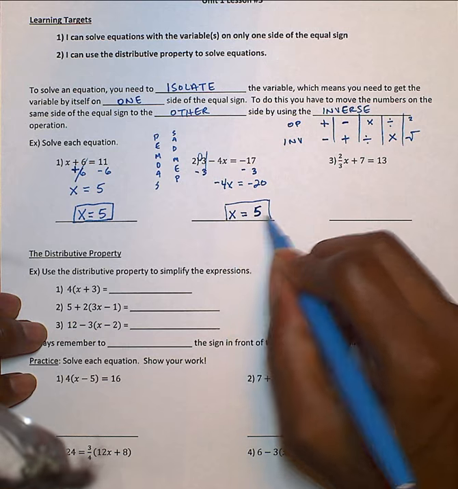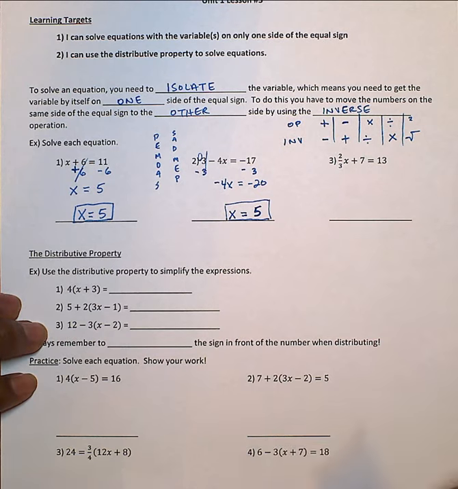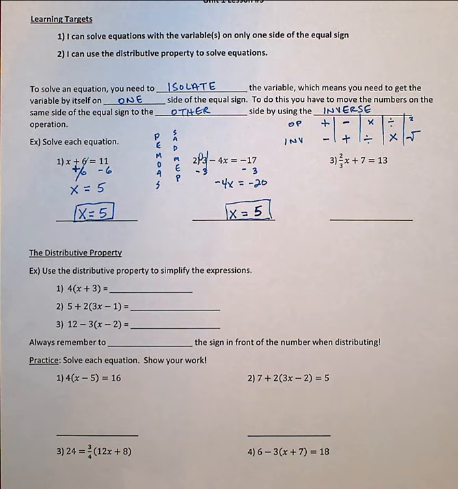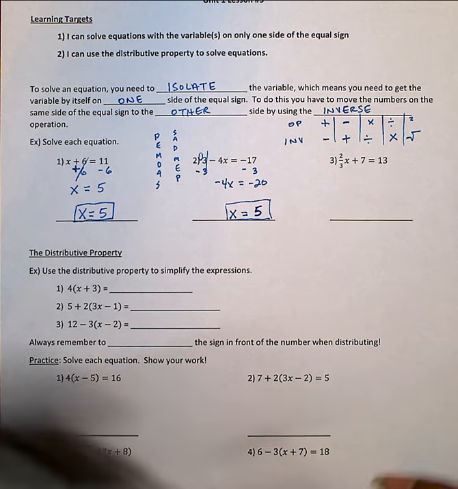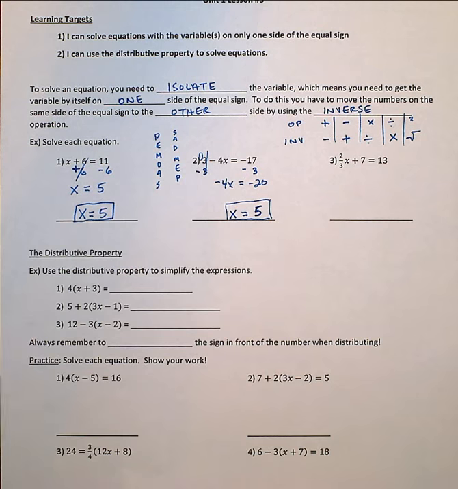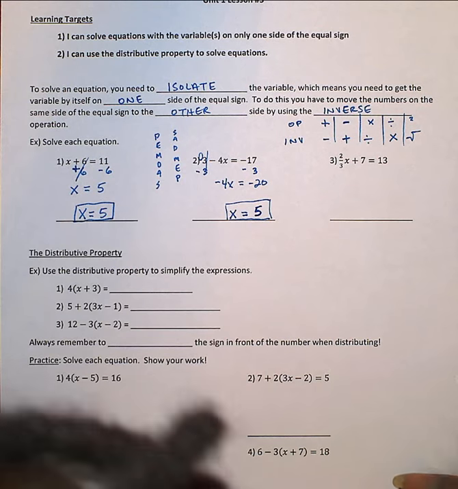In these first two problems, x came out as 5. No, every problem won't come out as 5. Alright. Number 3. 2/3 x plus 7 equals 13.